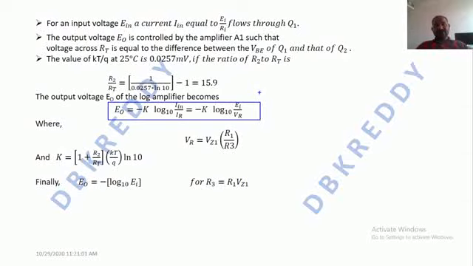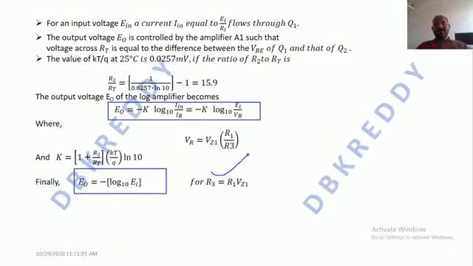Whatever factors we have introduced here, capital K is nothing but 1 plus R2 by RT of KT by Q into log natural 10. Now VR is nothing but the voltage: VR equals VZ1 into R1 by R3, and finally we are getting the output like this.